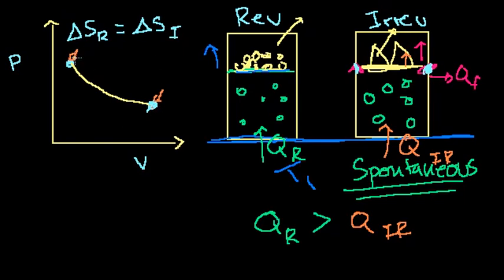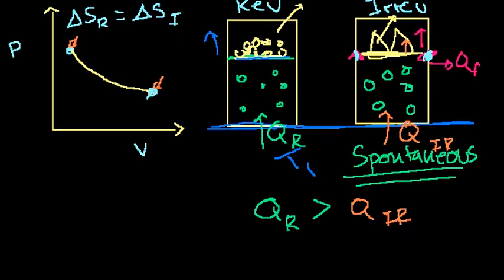Now, what is the total? And obviously, the entropy has changed. We're going from one state to another state. Well, I won't go too much into it, but let's ask another question. What is the total change in entropy of the universe for the reversible process?